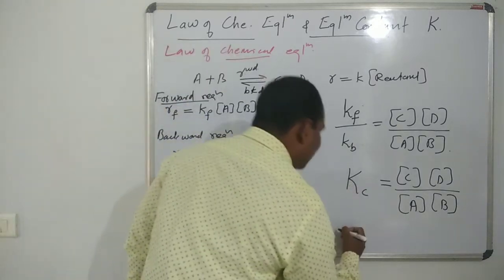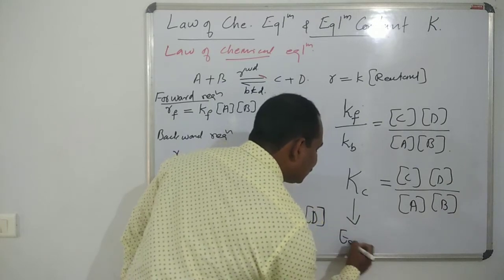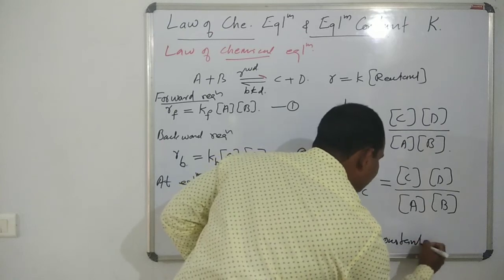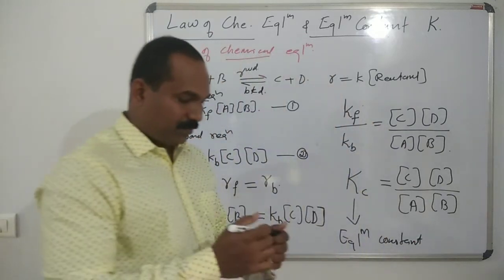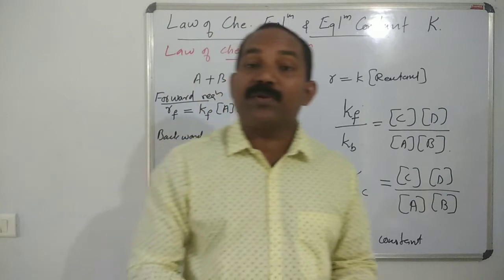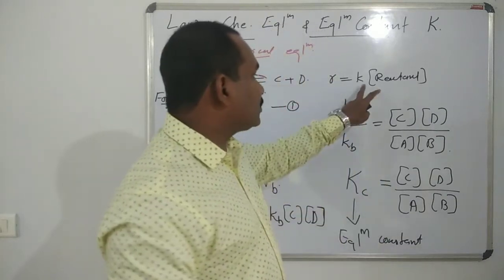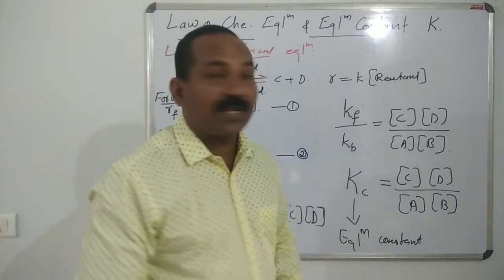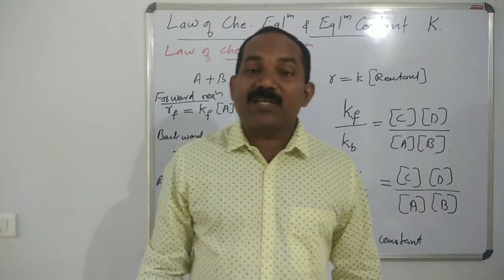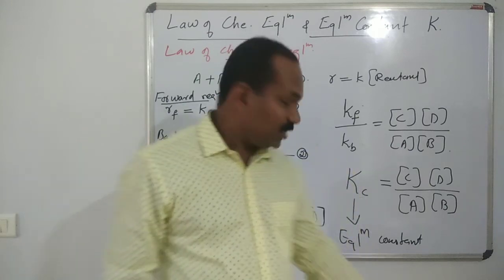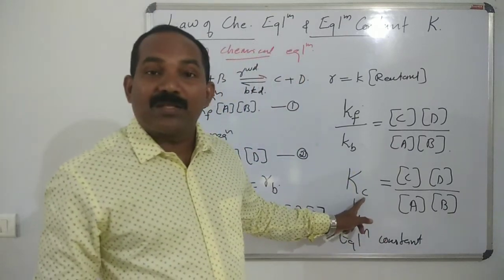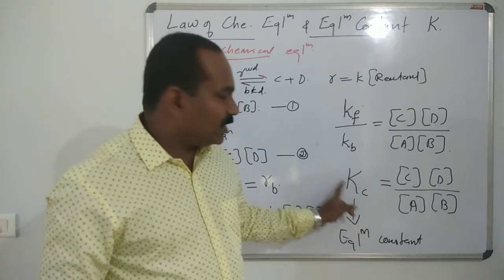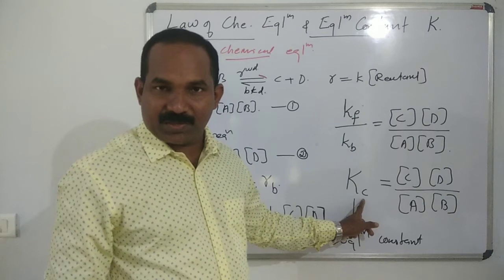And what is Kc? Kc is the equilibrium constant. As earlier we studied one constant, that is the rate constant. Small k is the rate constant. Capital K is the equilibrium constant. And the C denotes the molar concentration. Equilibrium constant by considering the molar concentration.